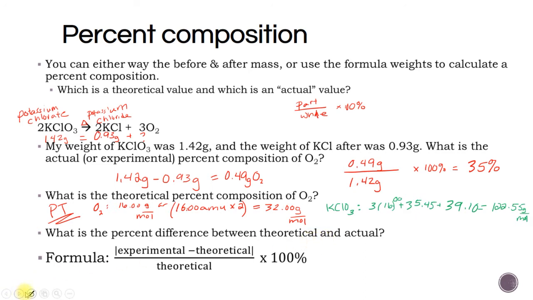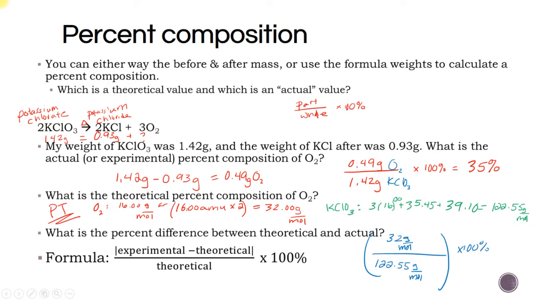Now, to figure out our theoretical percent composition, what I have to do is take the oxygen divided by the KClO3. So it's similar. We got oxygen on top here, we got KClO3 on the bottom here. We're going to do kind of a similar thing, but this time the numbers came from the periodic table. Okay, so this whole fraction is going to get multiplied by 100% to turn it into a percent.